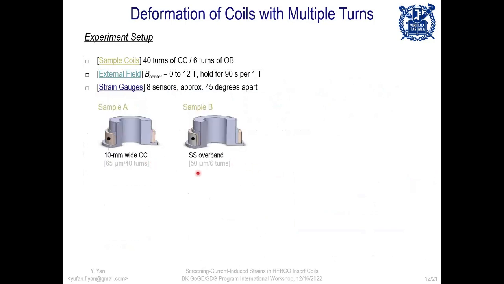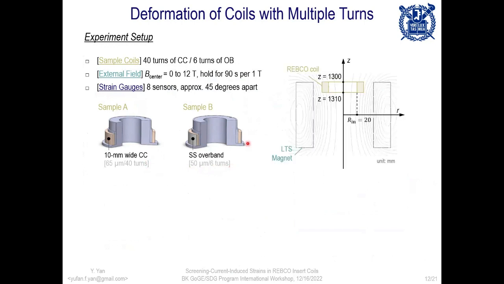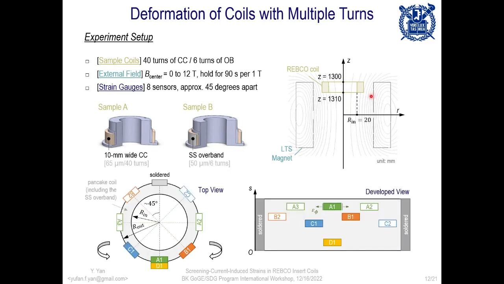There are 2 superconducting coils, one wound with 40 turns of coated conductors, and sample coil B here was wound with an extra 6 turns of stainless steel overband, and the coils were placed away from the center of the background field magnet. In this case, the axial field and the radial field component will change simultaneously. Each coil was equipped with 8 strain gauges in total, placed approximately 45 degrees apart around the circle, and this is the placement of each coil in the developed view.